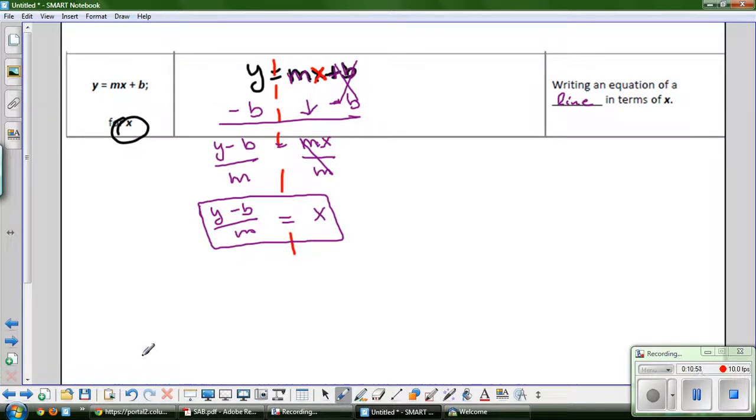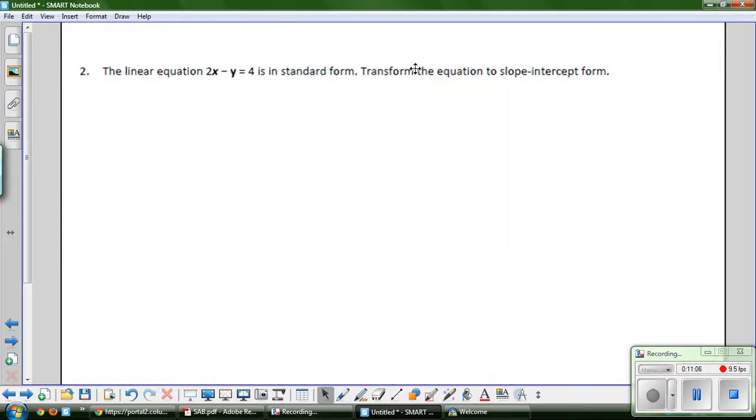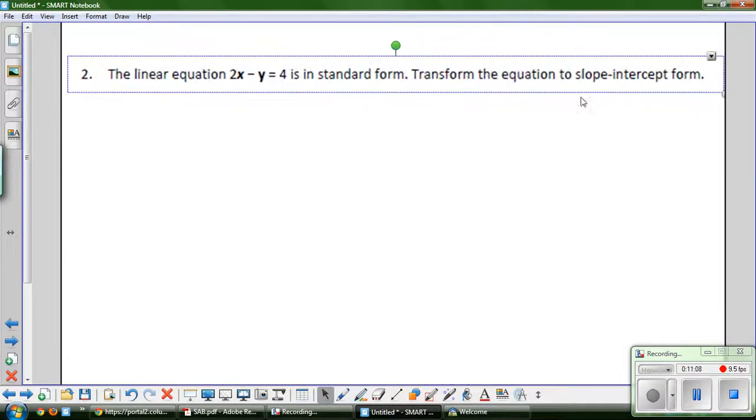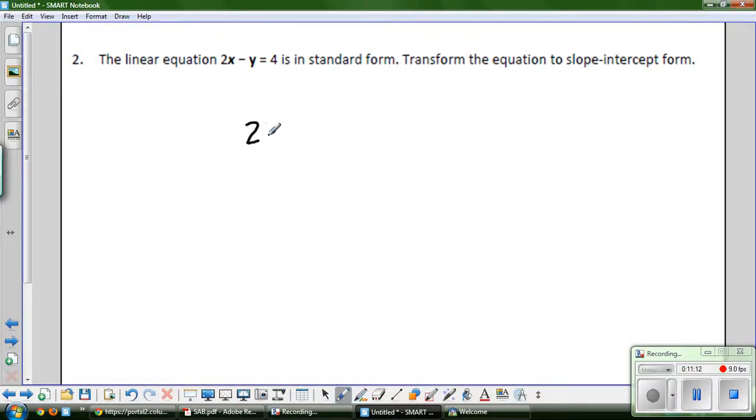So if you drop down to number 2, we just have to understand what it's asking us to do, and I think you're going to find it's really no different than what we have been doing. We have this equation, 2x minus y is equal to 4, and it's in what we call standard form. That's a review from last semester, but standard form simply is an equation where you have the x and the y on the same side of the equation, and that's equal to a number. So we have an ax plus by equals c. That's just a form. It's unimportant. That's what standard form means.